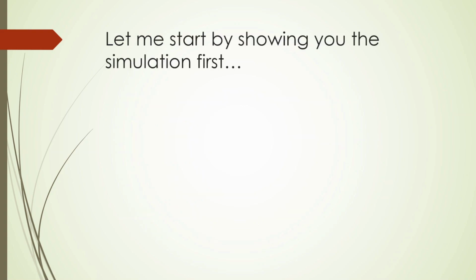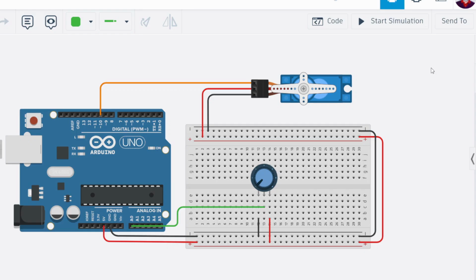Let us now start by showing you a simulation first. So let us do that. This is the actual system. And the system basically comprises three basic components. We have a servo motor here, we have an Arduino, and we have a potentiometer here. The Arduino is taking input from the potentiometer and giving output to the servo. So whatever value is taken from the potentiometer is going to be written onto the servo. That means the servo will move to that particular angle.